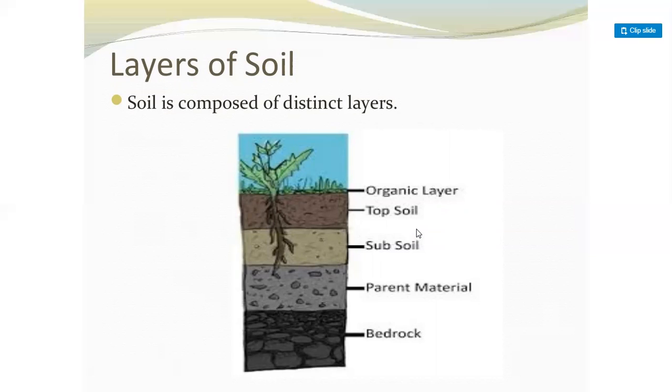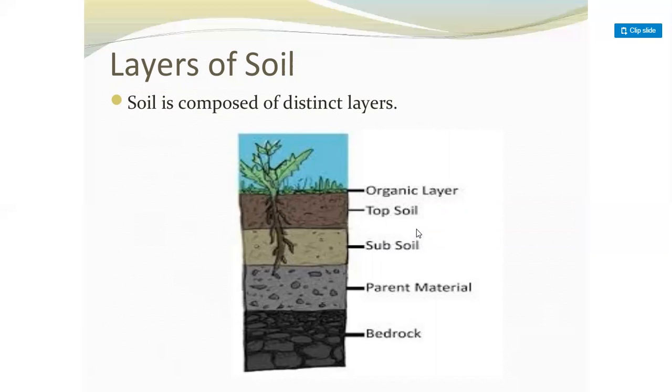You can perform one activity also. If you take a handful of soil from your school garden, right, and fill it in a jar and allow it to settle down for some time, then you can observe different kinds of layers in the soil also. So the layered structure of the soil is called the soil profile. You can see on the screen, this is called the soil profile.